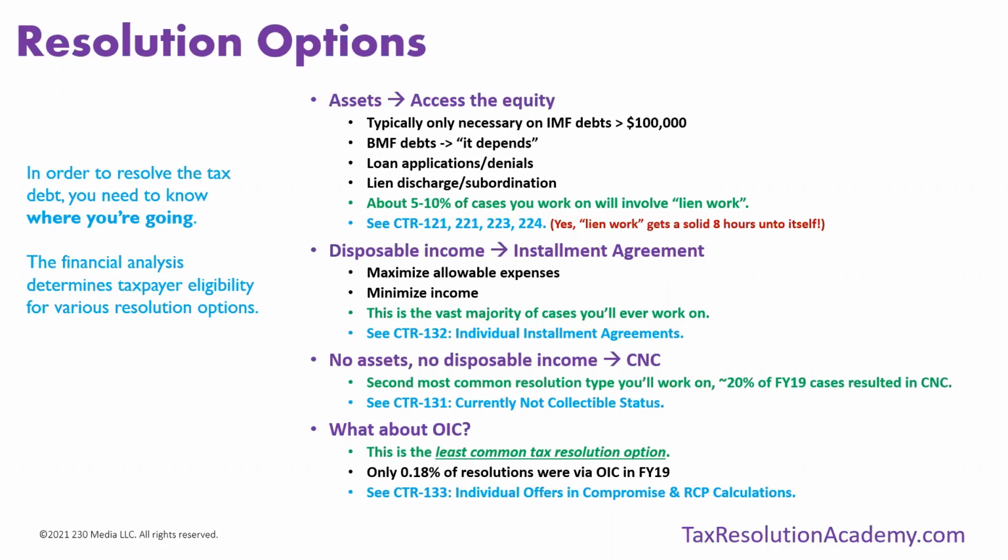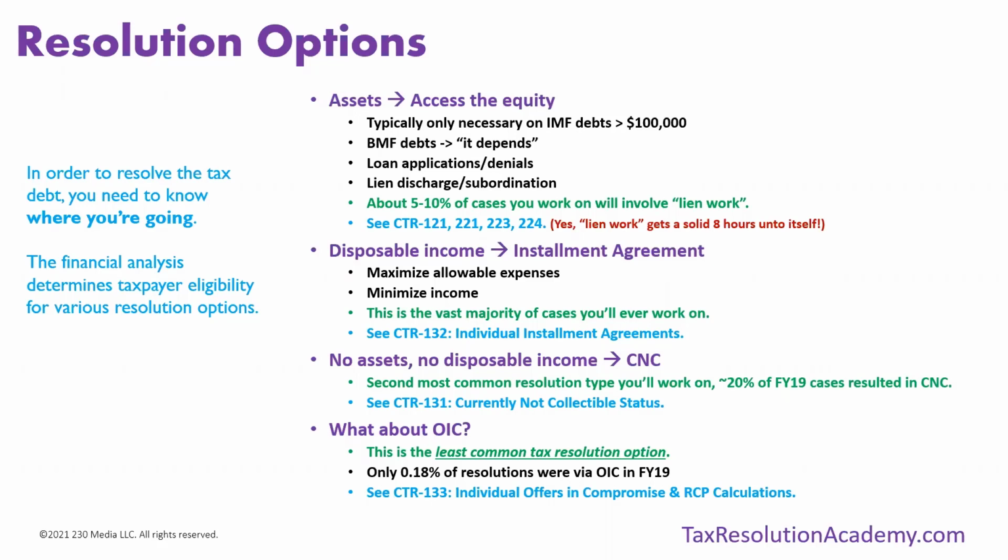So in order to resolve the tax debt, you need to know where you're going. And the financial analysis is what determines taxpayer eligibility for these various resolution options. So real quick, if the taxpayer has assets in equity and owes the IRS more than $100,000 in individual tax debt, and it's assigned to a revenue officer, you're going to have to do stuff with the assets. If it's assigned to ACS and the liability is greater than $250,000, you're going to have to do stuff with the assets. And what's really going to happen is the case will be assigned to an RO. If it is a business liability, you're more likely to need to look at the assets.